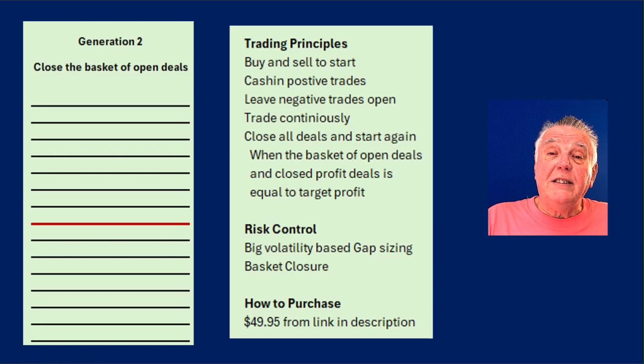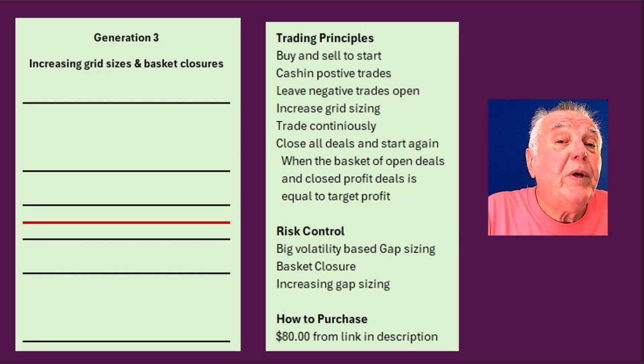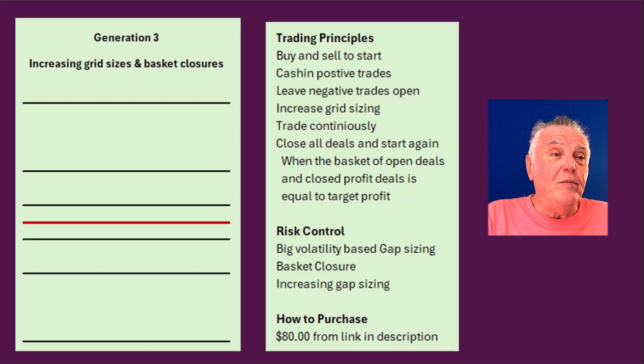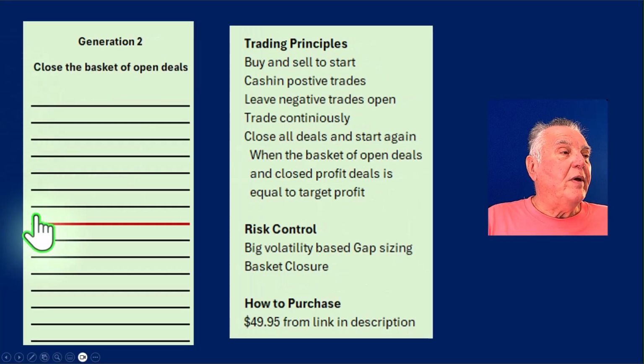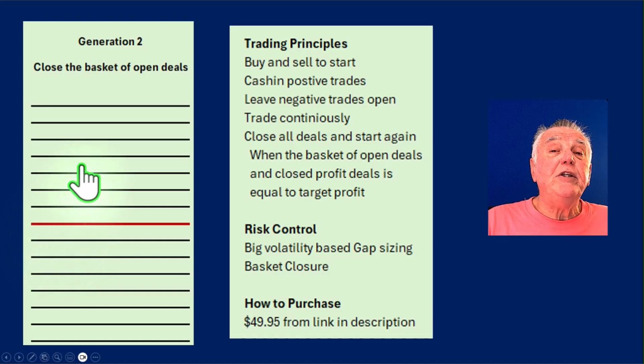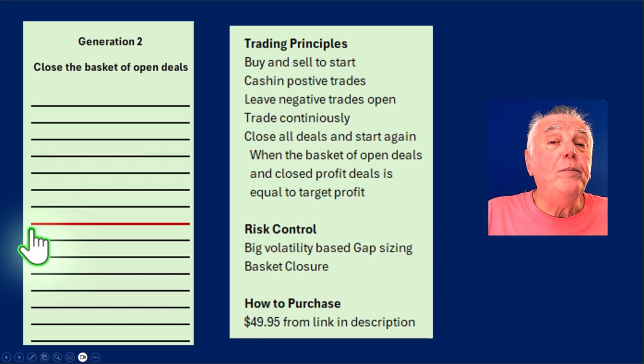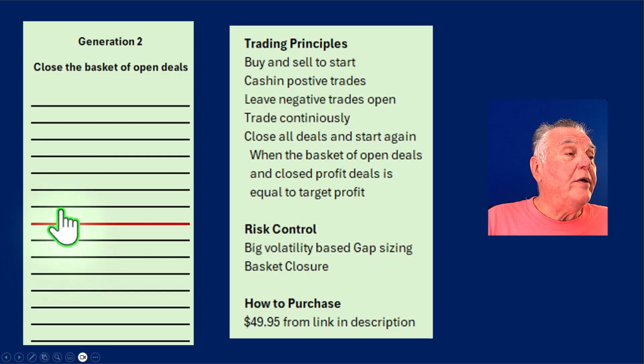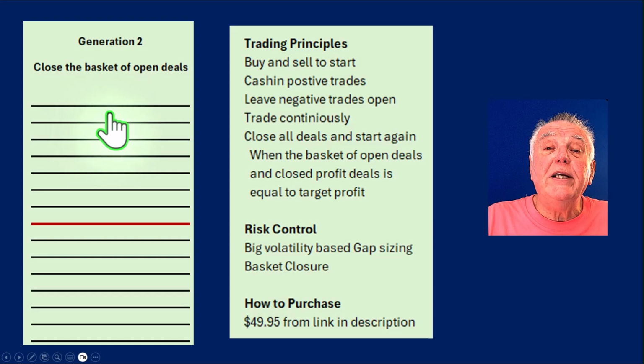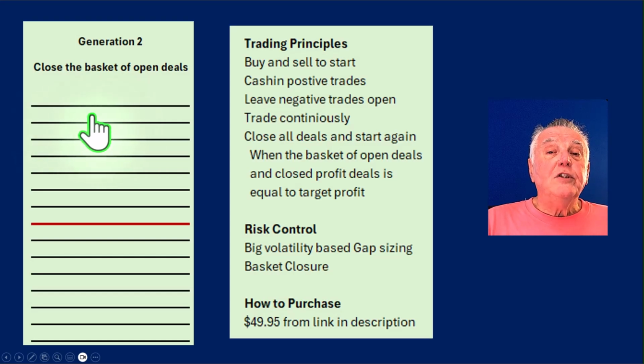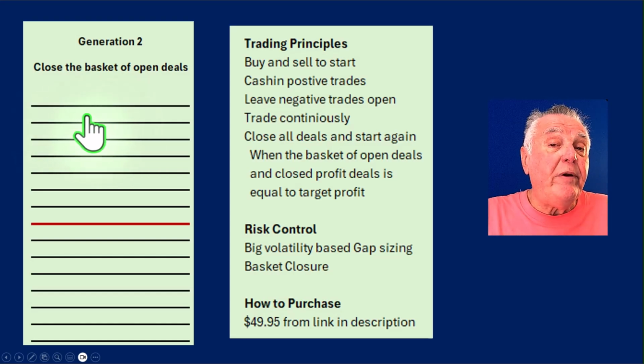So we have the basic strategy, and this is strategy 2, and now we're on to strategy 3, which we call generation 3 because that's what the robot is called. And if we go back to generation 2, if the price starts running very strongly in one direction, what can happen is that you could accumulate a lot of negative open trades. So in this case, you would have 1, 2, 3, 4, 5, 6, 7, 8 negative trades when it reaches that particular point. So one way of handling that is varying the grid sizes.